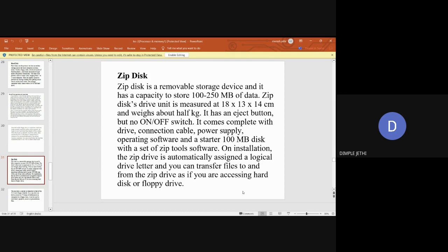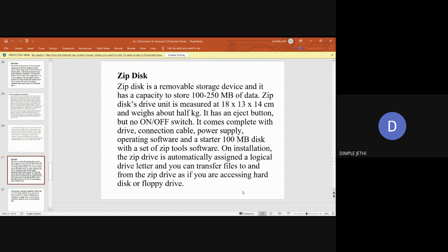It is kind of like a CD player, right? It has its own power supply and its own operating software. And like this, on installation, it gets a separate logical drive.